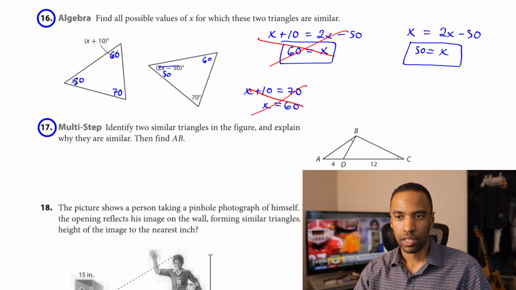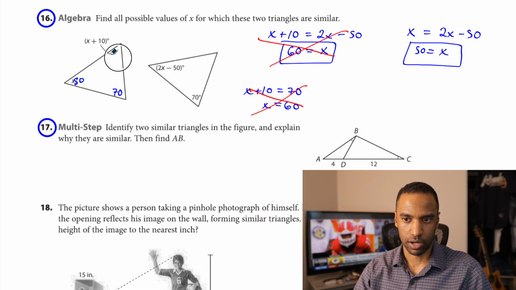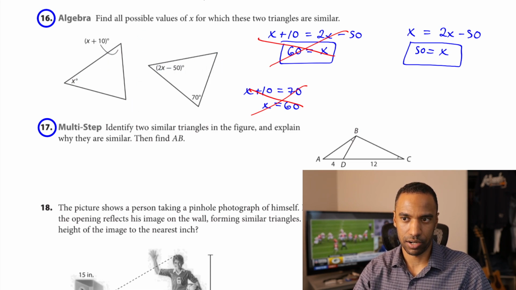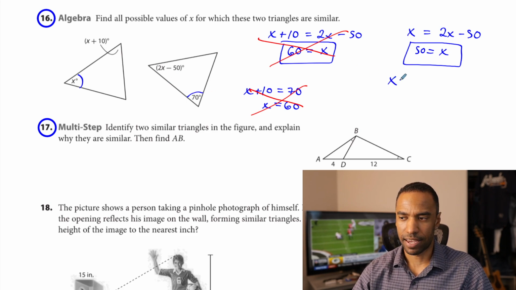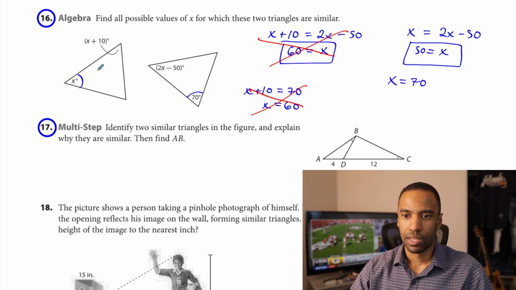That's a possible one. There's one more that I can test to see if it works, and that's checking this angle x here against the 70. If x was 70, straight up, if x is 70, then that means obviously this is 70 here.